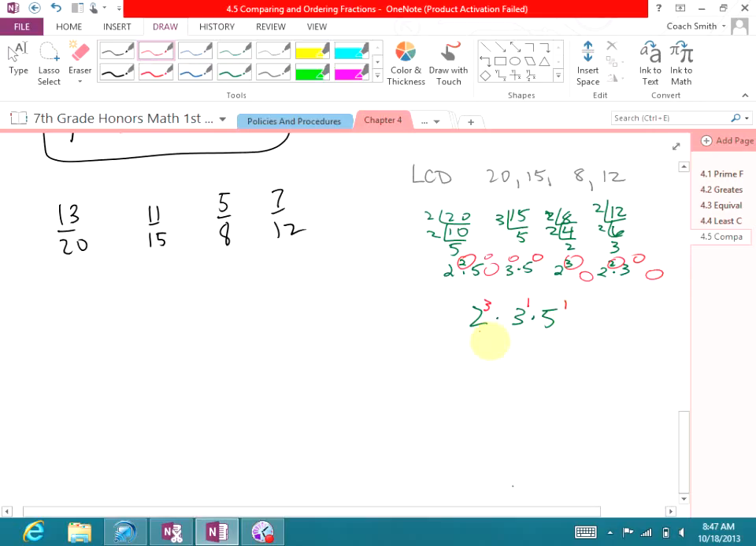Now I take 2 to the third, which is 8, times 3 times 5. 8 times 3 is 24 times 5. 24 times 5 is 120. So the LCD is equal to 120. So I'm going to create these fractions and make 120 the denominator.